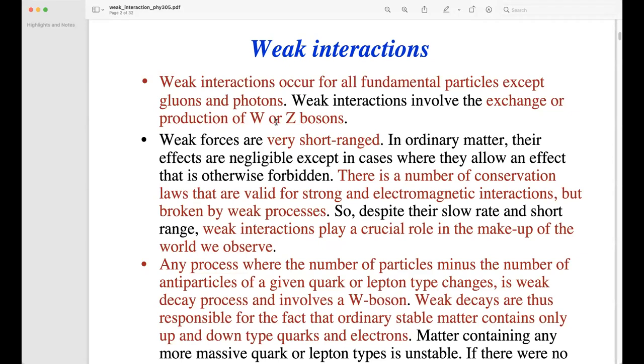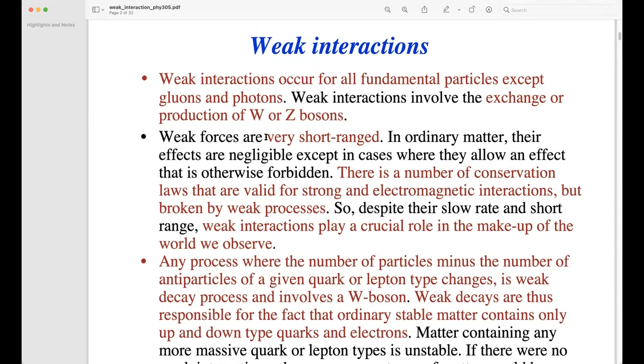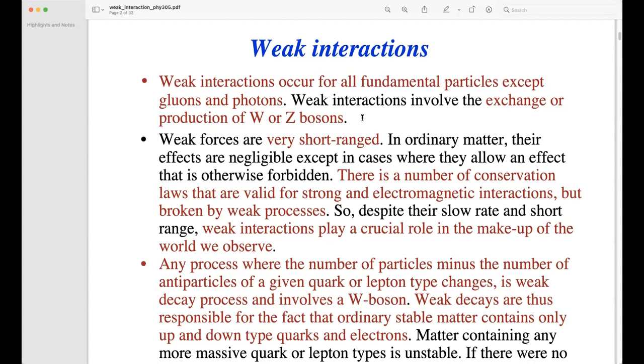The weak interactions, as you can see on your screen, occur for all fundamental particles, except for the gluons and the photons. Gluons and photons are also fundamental, but they are not affected by weak interactions. Gluons are the mediating particle in the case of the strong interaction between quarks, whereas photons are the mediating particle in the case of the electromagnetic interactions. So these two particles are not affected by weak interactions, but all other elementary fundamental particles are affected by them.